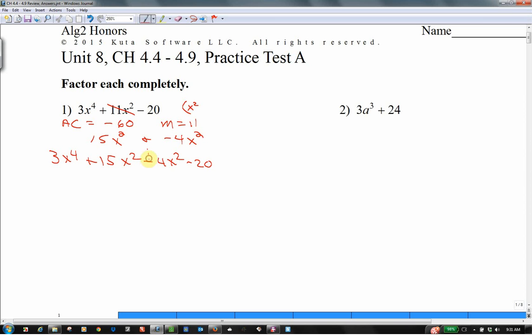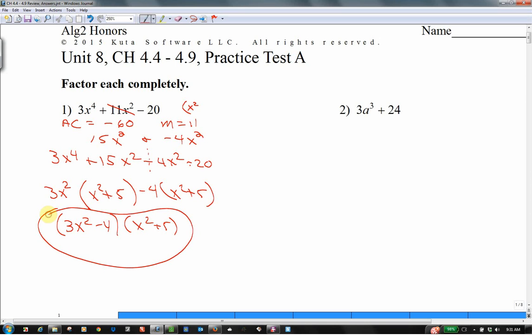Grouping that would be 3x squared times x squared plus 5. Now I need to have an x squared plus 5 on this side. And so because the sign of the original equation is a minus and it's a plus here, there would have to be a negative pulled out. So that would be a minus 4. So my factors would be 3x squared minus 4 and x squared plus 5. Now I'll look at those to see if there's anything I can factor further, and I cannot. This is not a difference of squares, so that would be my factored answer.